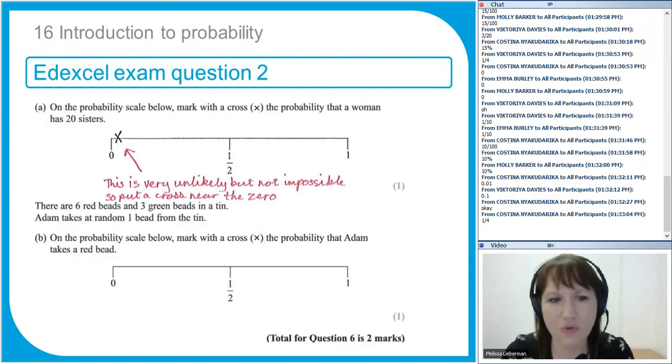Now for the second bit, this one's much easier because it's something we can actually work out. So there are 6 red beads and 3 green beads in a tin. Adam takes at random 1 bead from the tin.